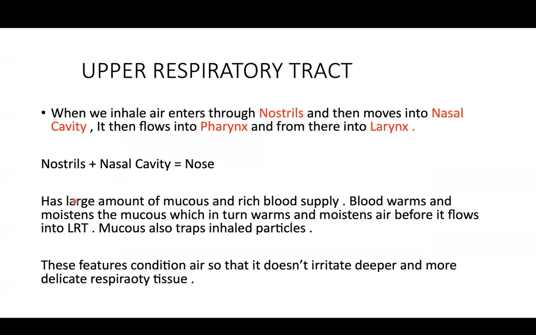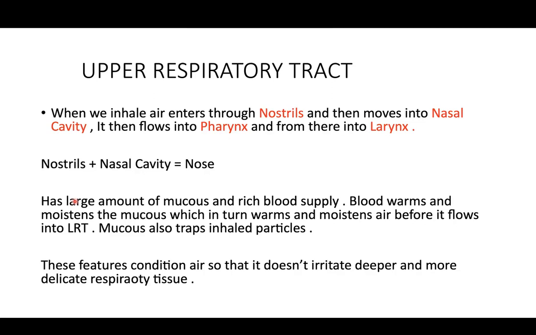So what's the function of this upper respiratory tract? Why is it there? Why do we need it? It's a very simple function. It has a lot of mucus and a lot of blood vessels. And what's the use of this? The blood vessels have a lot of blood, and this blood is warm because blood is just warm in general. It's a property of blood.